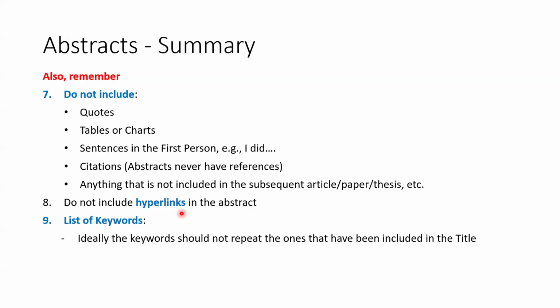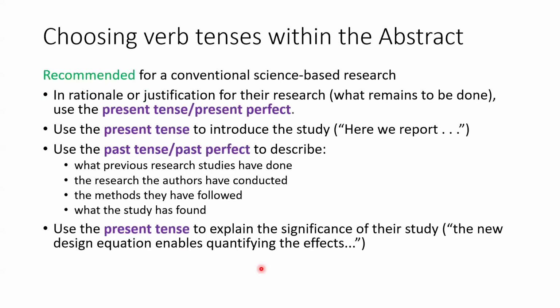Usually with the keywords, it's always advisable not to repeat the keywords that you have included in the title, right? Ideally, the keywords should not repeat the ones that have been included in the title, because you want to make sure that your work is widely searchable across the three fields: the title, abstract, and the keywords. If the words in the title are repeated in the keywords, your keywords will be worth less. Right? To make it important, try to find some other keywords from your study.